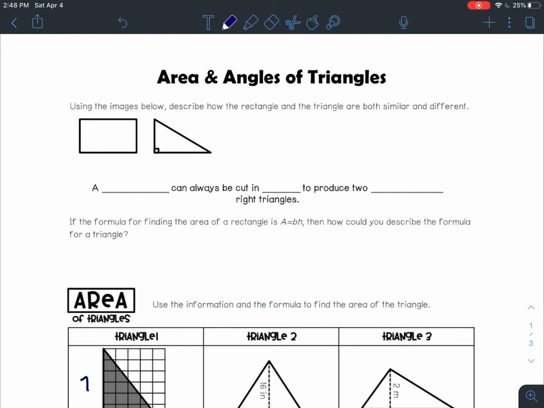Hey guys, so this week we're going to be talking about area and angles of triangles. So here I have a rectangle and a triangle right next to each other. Now the relationship that we do want you guys to see is that if I take this rectangle and cut it in half, I make two equal right triangles.